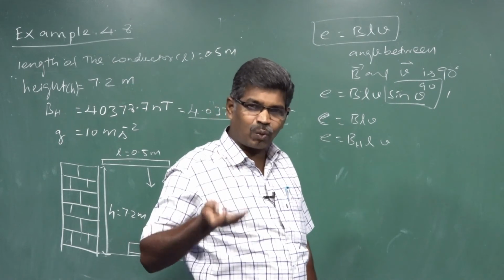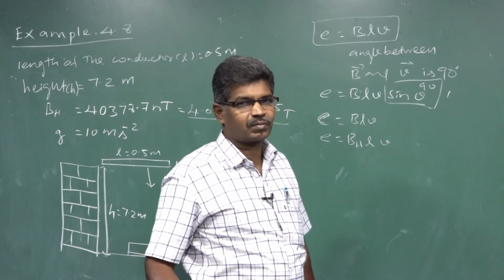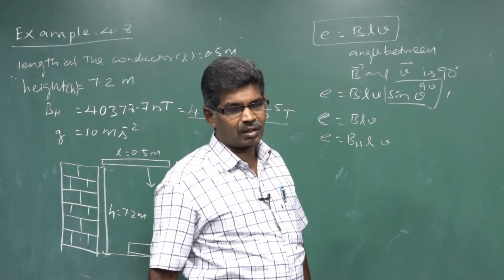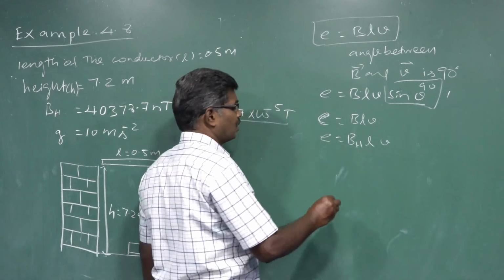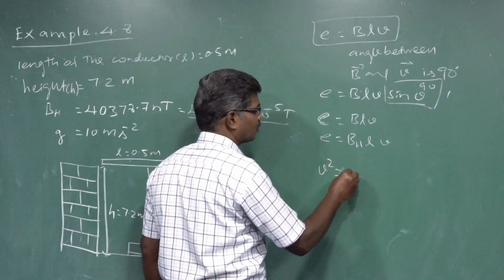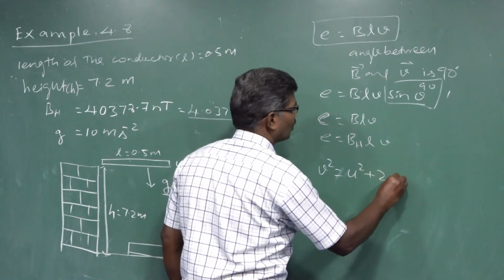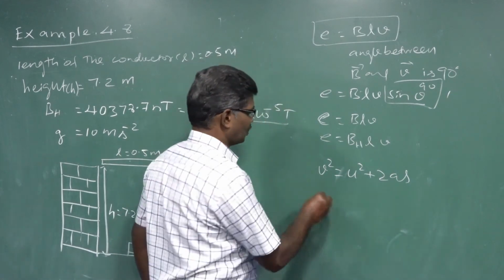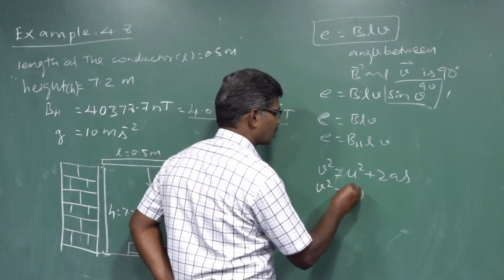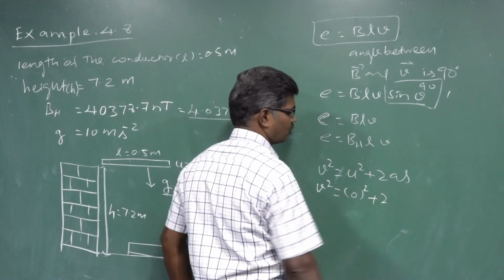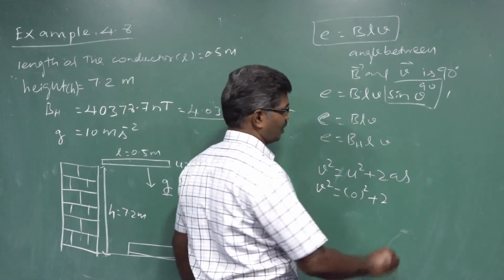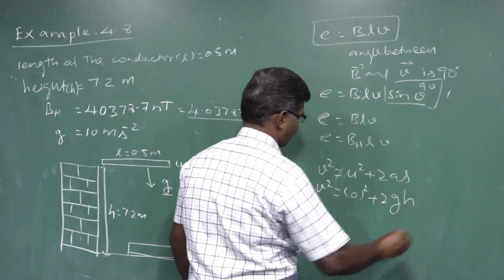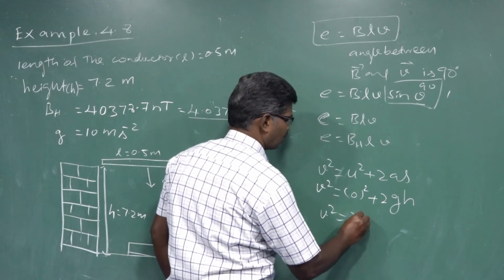It is a free fall object, so the initial velocity is 0. We want to find the final velocity. According to the equations of motion, v squared is equal to u squared plus 2as. We know the initial velocity is 0, so v squared is equal to 0 squared plus 2 into acceleration, which is due to gravity, so 2g, and the displacement is h. So v squared is equal to 2gh.